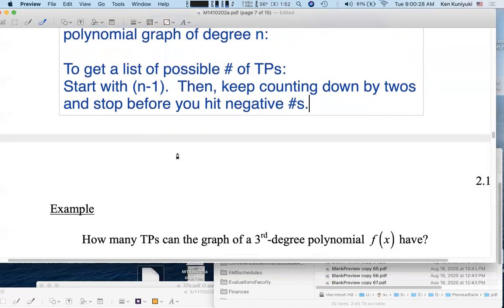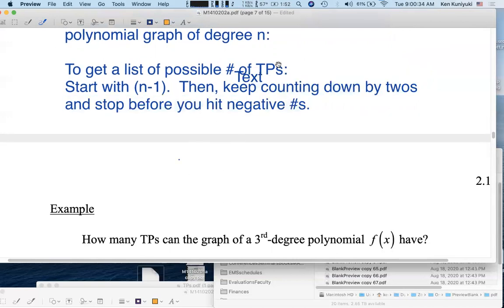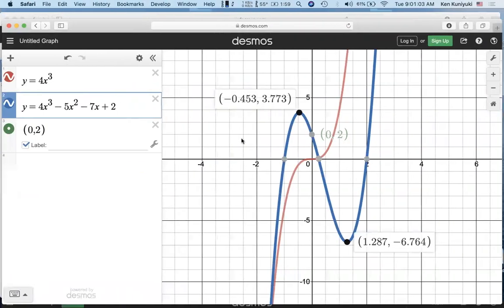So for example, let's say you have a third degree polynomial, n equals 3. Well, you start with n minus 1, which is 2. Count down by 2. 2 minus 2 is 0. So you can have 2 turning points or no turning points. And of course, you cannot have negative 2 turning points. So you stop at 0. And that makes sense, right? We saw that. The blue graph had 2 turning points. The red graph had no turning points. These were both cubics, third degree.